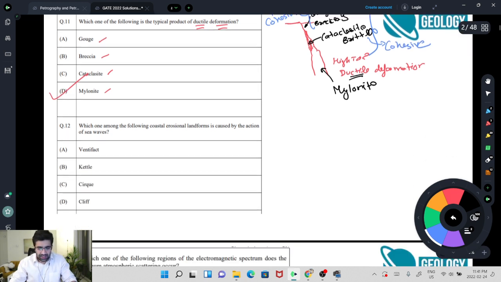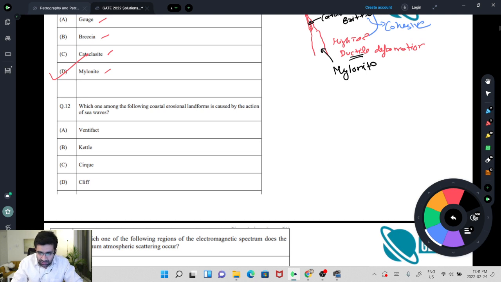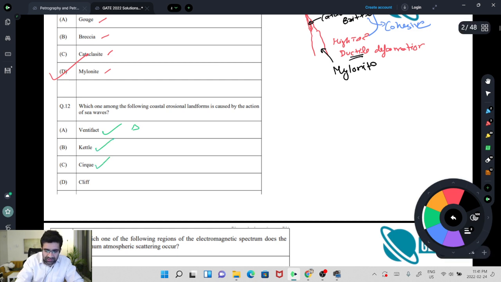Which of the following coastal erosion landforms is caused by action of sea waves? So you know, ventifact is those faceted pebbles, they will be in wind. Kettle knob and kettle topography, cirque, these are all related to glaciers. So this cliff basically is related to wave erosion.